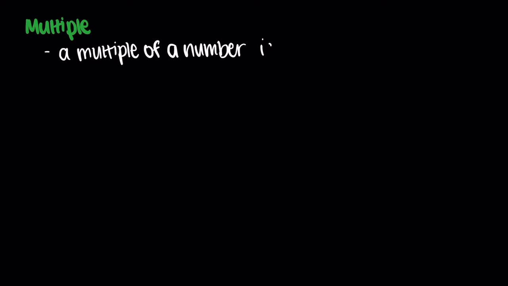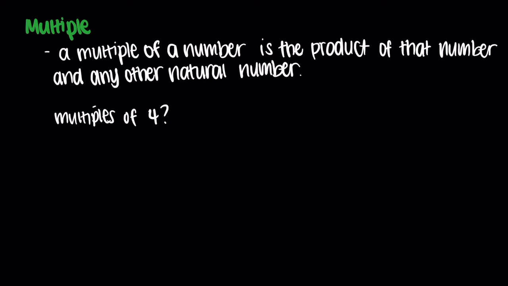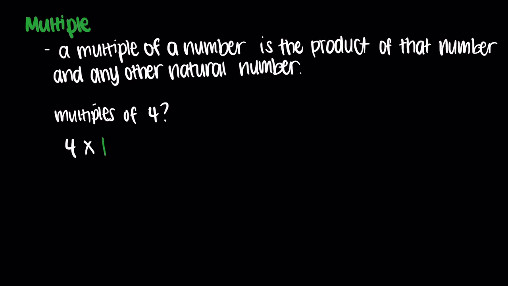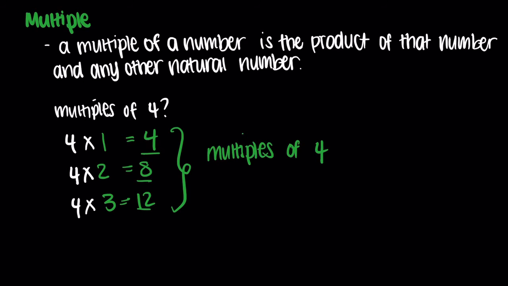A multiple of a number is a product of that number and any other natural number. So for example, let us look at the multiples of 4. This would be the product of 4 and any other natural number. And so 4 multiplied by 1, which equals 4, is a multiple of 4. 4 multiplied by 2 yielding 8 is a multiple of 4. 4 multiplied by 3, 12, is a multiple of 4, and so on.